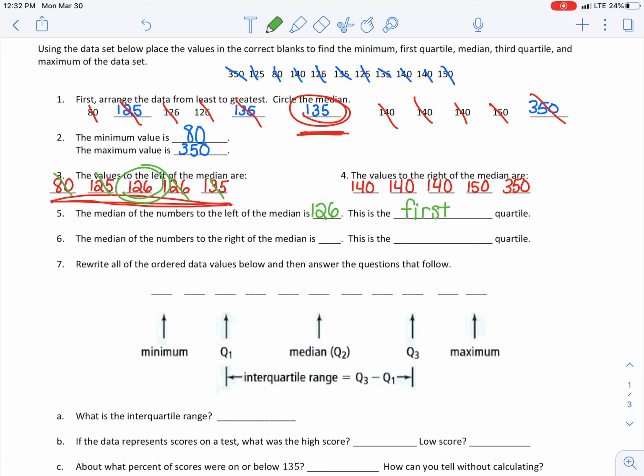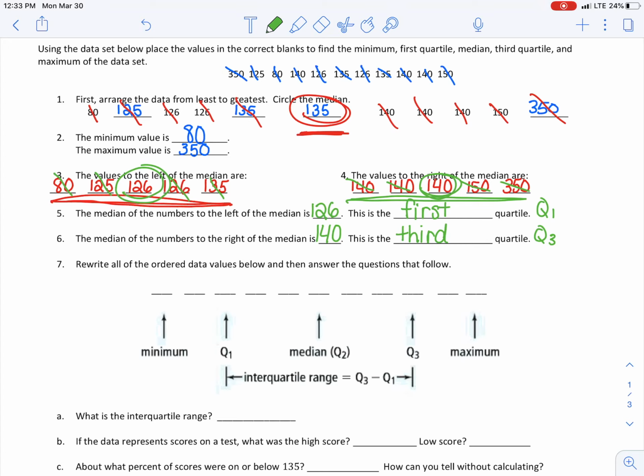Okay, then it says the median of the numbers to the right of the median. So now we're looking at our upper half of data. So we're going to go ahead and cross values off, and we get a median of 140. And that is considered the third quartile, or quartile 3. So this is Q1, this is Q3.